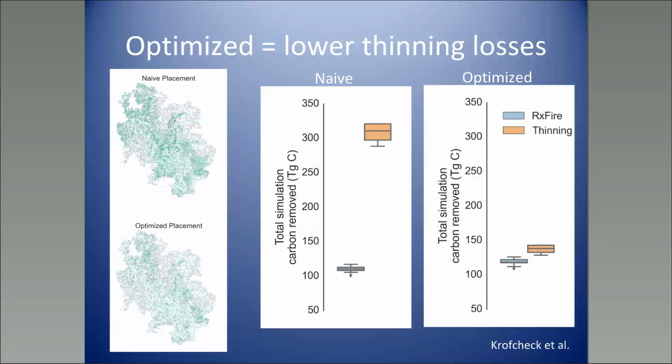And if you look at the prescribed fire box plots, which are blue, there's relatively little difference between both the optimized and naive. But when we look at the difference in the amount of carbon removed from thinning, there's a significant drop from about, median values somewhere in the neighborhood of 300 teragrams down to median values somewhere in the neighborhood of 145 teragrams when we optimally place treatments on the landscape as informed by high severity fire probability.